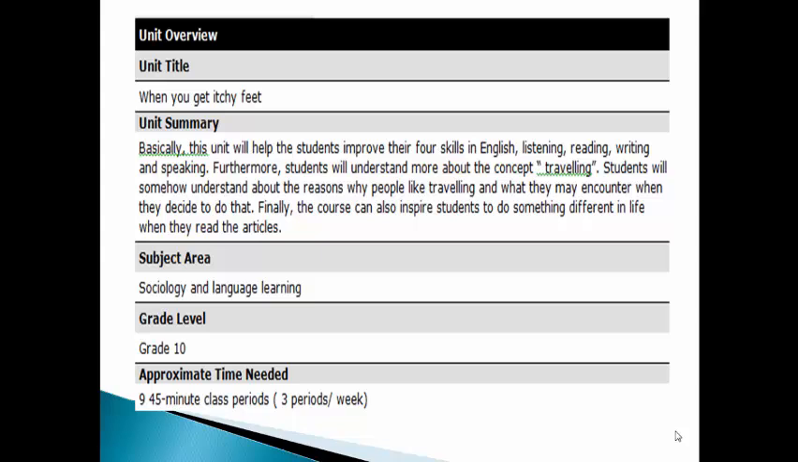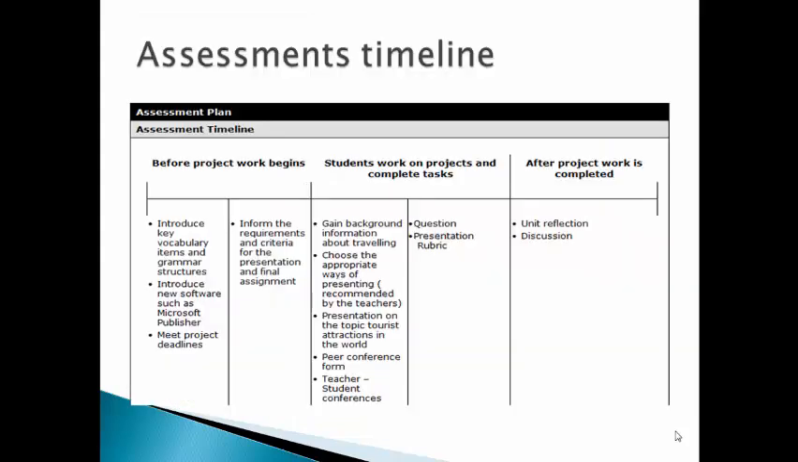And this is appropriate for students at grade 10. The approximate time needed for my unit is 9 45-minute class periods, in case there are 3 periods per week. This is the assessment timeline. There are 3 stages of the assessment. Before the project work begins, students work on the projects and complete tasks in the second stage, and the last stage is after project work is completed.